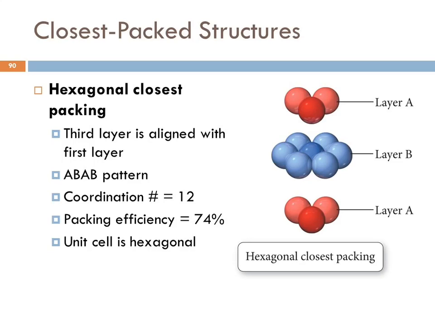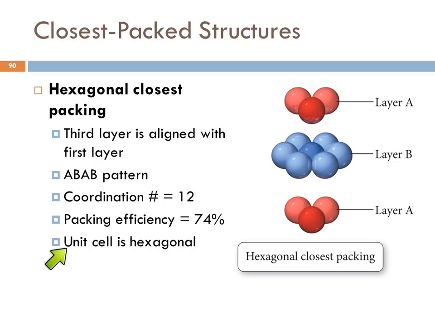In hexagonal closest packed, you've got the first layer. The second layer is offset so that this guy in the middle is going to sit in this hole. And the third layer is lined up exactly with layer A. That's called hexagonal closest packed, or an AB-AB pattern. This has a coordination number of 12, packing efficiency of 74%.